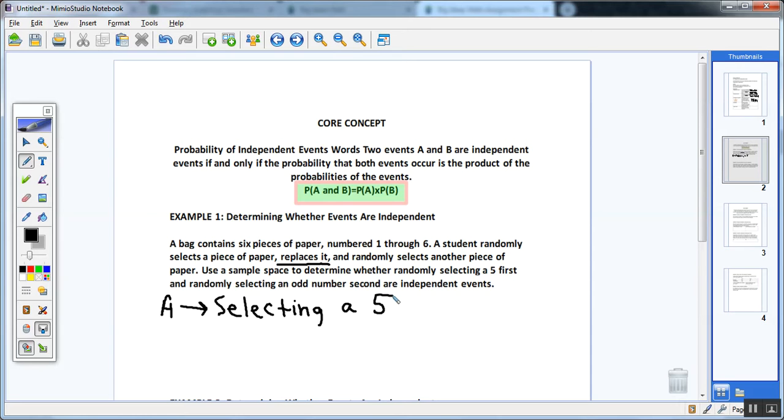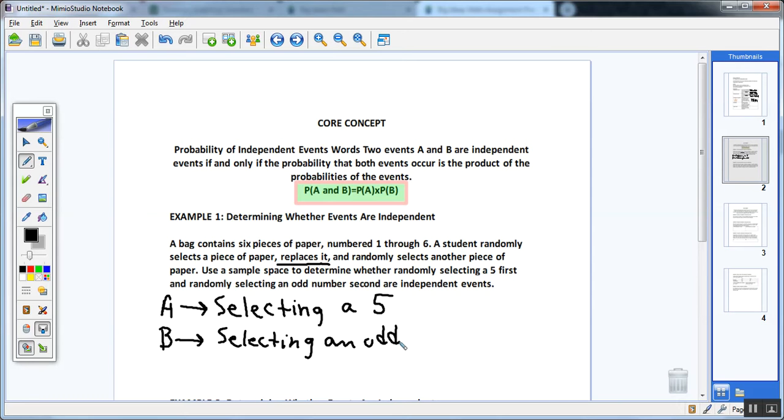But if I replace it and put it back in there, does that change the probability on the second part that we draw an odd number? No. So replacing it, does event A impact event B, where event B is selecting an odd? In other words, is B dependent upon A? No, if I replace the 5. Okay, so are these independent or dependent events?